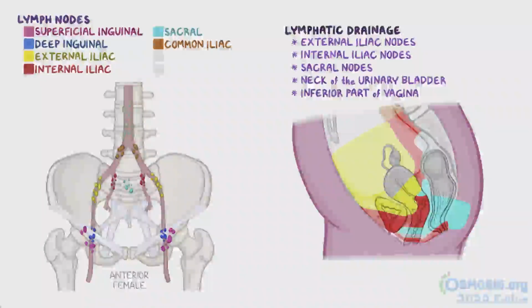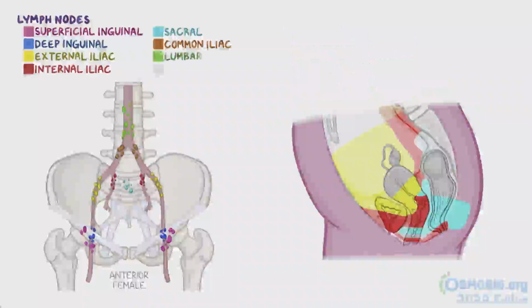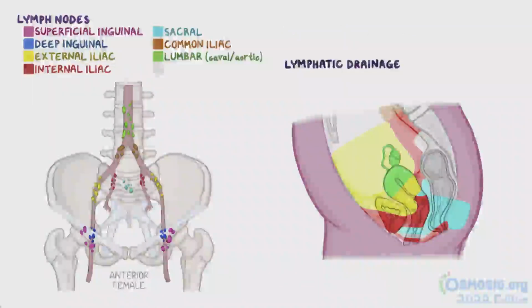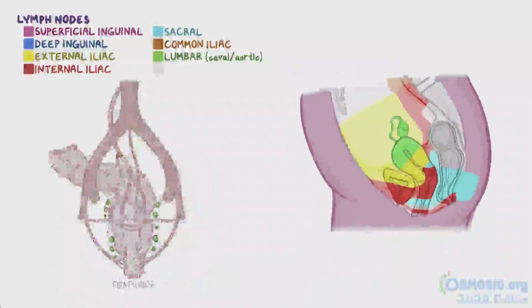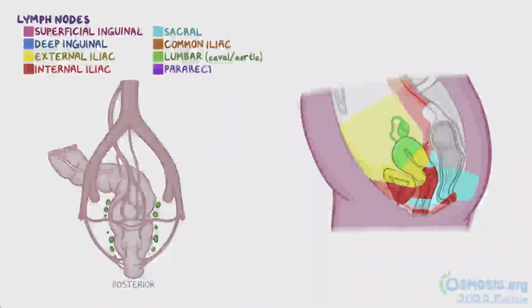From the common iliac lymph nodes, lymph goes to the lumbar lymph nodes, which are also called caval or aortic lymph nodes. The aortic lymph nodes also drain lymph directly from the testes and ovaries and the fundus of the uterus. Before wrapping up the pelvic lymph nodes, it's worth mentioning a minor group of lymph nodes called pararectal lymph nodes. These lymph nodes lie in the connective tissue that surrounds branches of the internal iliac blood vessels.